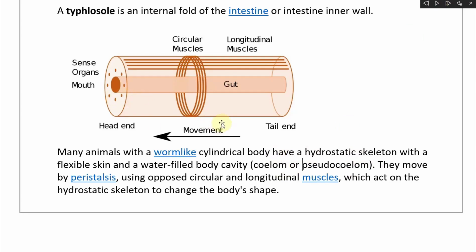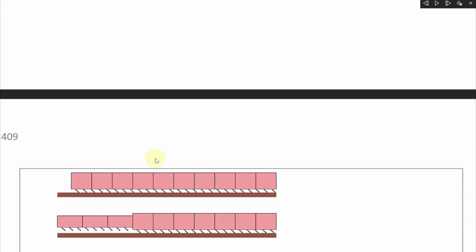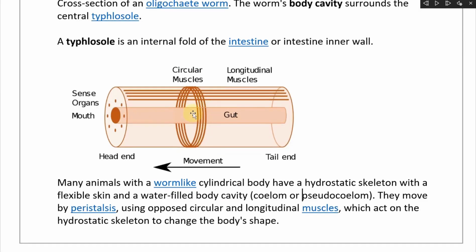All right, so you have the setup here. They move by peristalsis using opposite circular and longitudinal muscles, which act on the hydrostatic skeleton to change the body's shape. Basically, these contract, and then it changes the shape, and you can start moving over to this side. Contract, expand over here, contract, expand backwards, and it keeps going forwards. So longitudinal muscles, tail end, sense organs. There are sense organs and a mouth on this side, the head end, the tail end, and the gut or intestine inside.